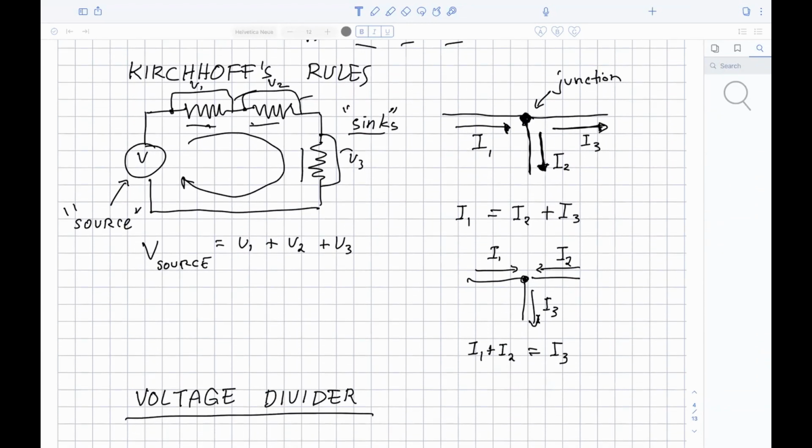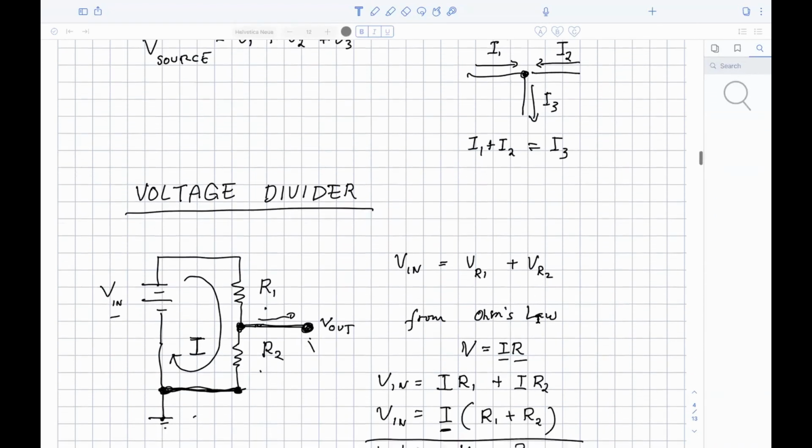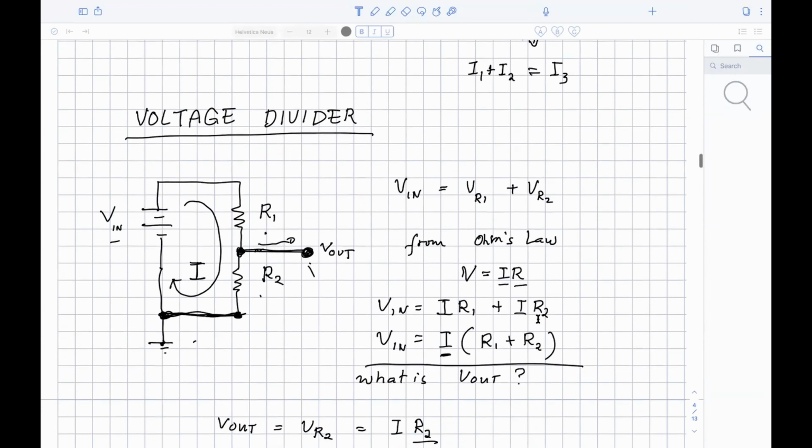But I'd like to emphasize one use. We will use this again and again, guys. And this is the voltage divider. Again, please pay attention because this is our first experiment. The voltage divider is a circuit that looks like this. You have a source, V in. It need not be DC, but for this example, it's DC.